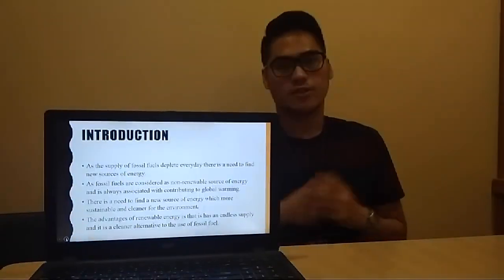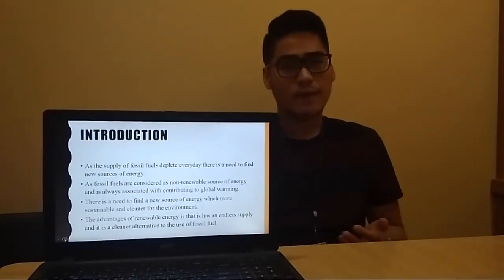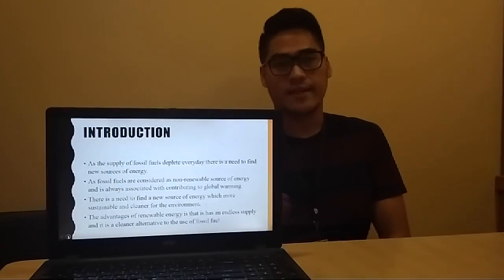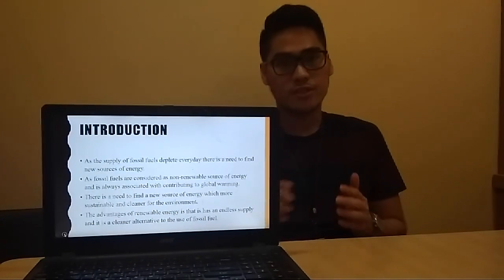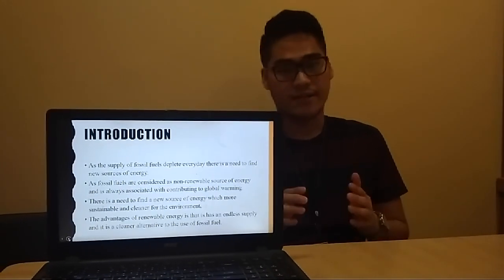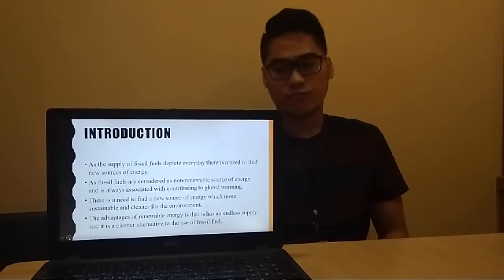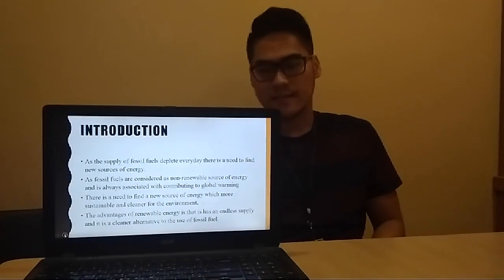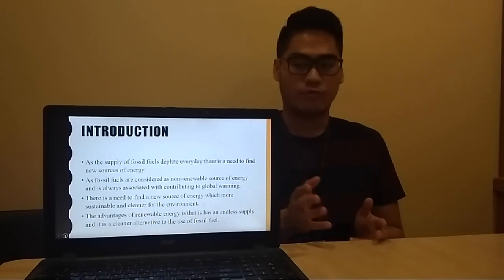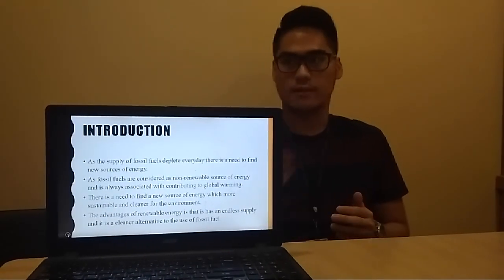For a brief introduction regarding our topic, as the supply of fossil fuels depletes every day, there's a need to find new sources of energy which are more sustainable and cleaner for the environment. The advantages of renewable energy is that it has an endless supply and it is a cleaner alternative to the use of fossil fuel.